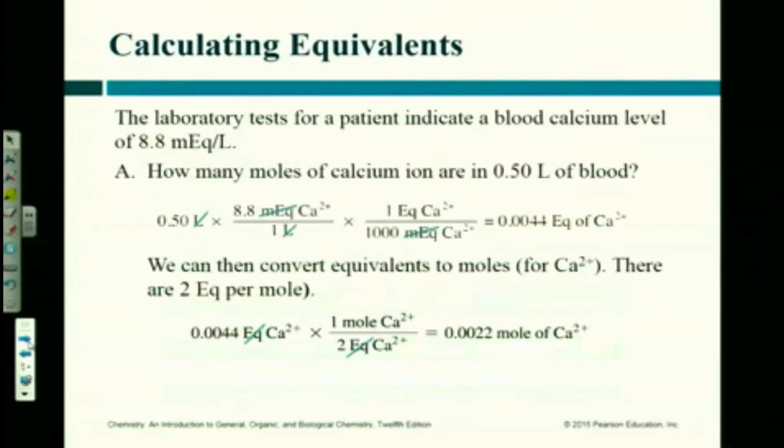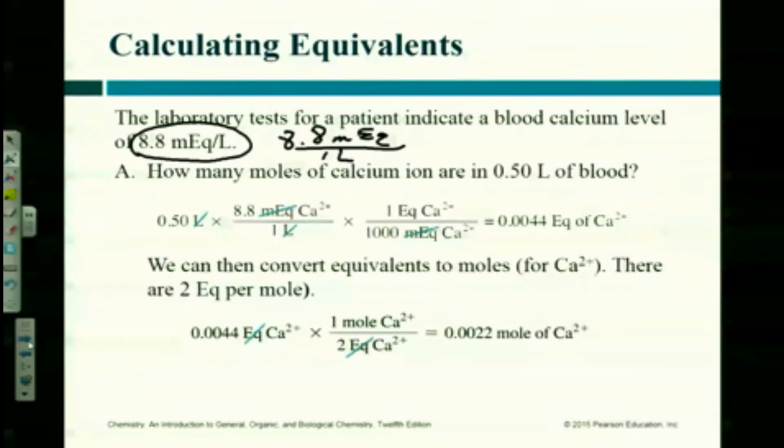All right, so, ooh, this is an ugly calculation. Look at all that dimensional analysis up there. Let's talk about it. It says a lab does a test indicating a blood calcium of 8.8 milliequivalents per liter. How many moles of calcium ion are present? Now look at this unit right here. I know when you see it written like this, it means 8.8 milliequivalents in 1 liter. See how it's written like this, divided? That's what it means, right?